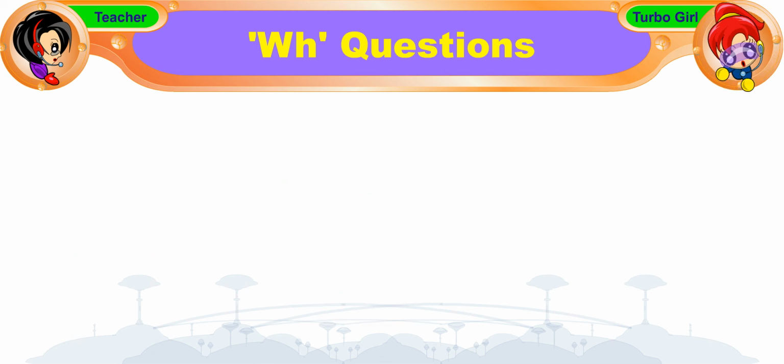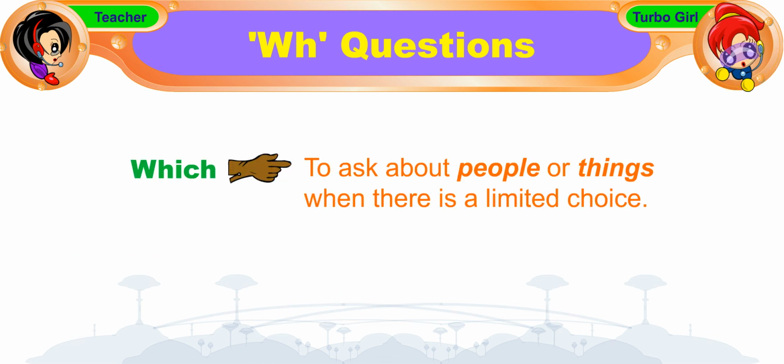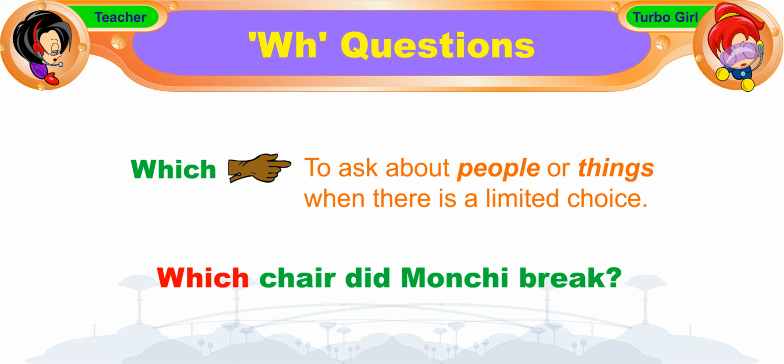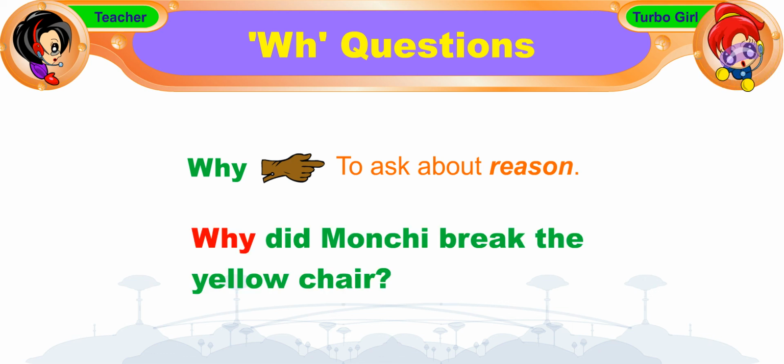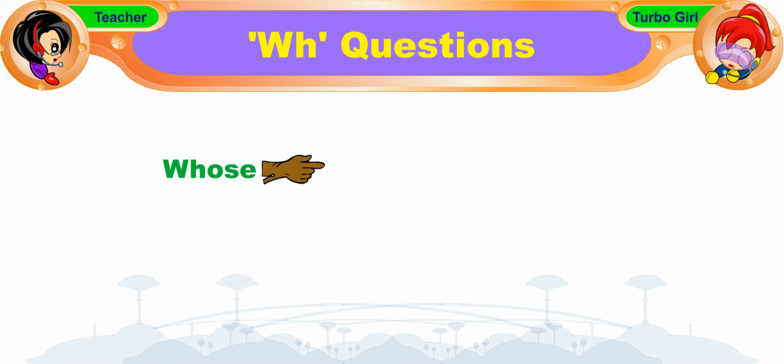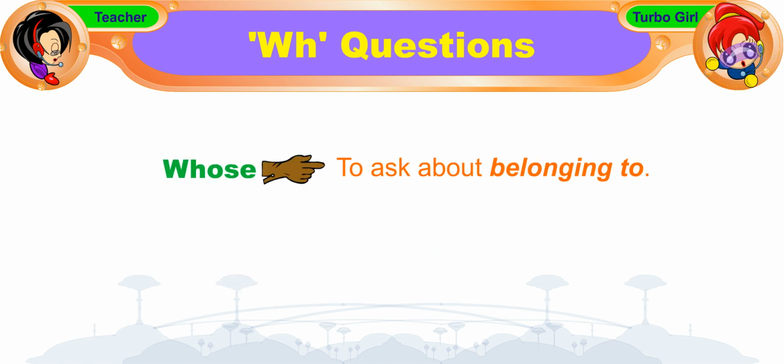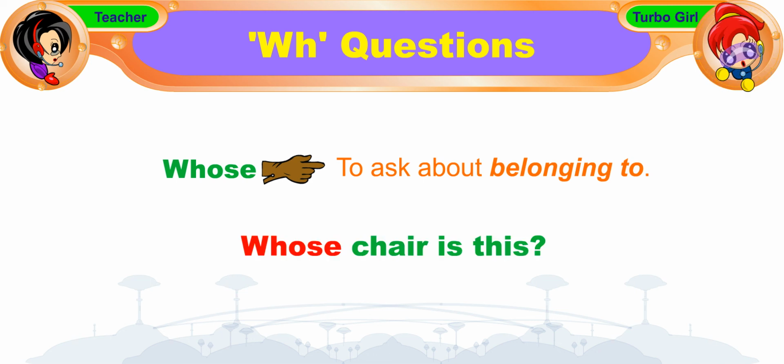We usually use which to ask about people or things when there is a limited choice. For example, which chair did Monchi break? We usually use why to ask about reason. For example, why did Monchi break the yellow chair? We usually use whose to ask about belonging to. For example, whose chair is this?